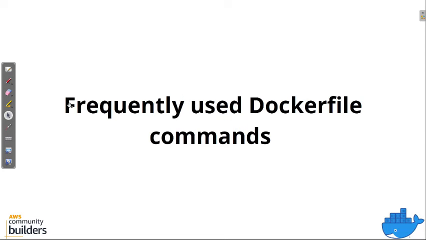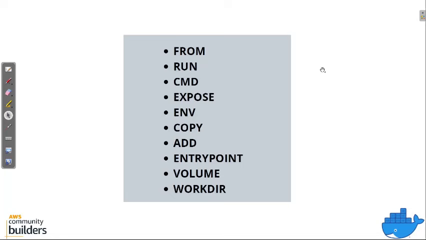Now we are going to see all those commands that are frequently used in a Dockerfile, which are used to create this Docker image. The frequently used Docker commands are FROM, then we have RUN, then CMD, then EXPOSE, ENV for environment, then COPY, ADD, ENTRYPOINT, VOLUME, and WORKDIR. Also we are going to see the differences between these commands, like RUN and CMD, and what is the difference with ENTRYPOINT. So we are going to see about all those.